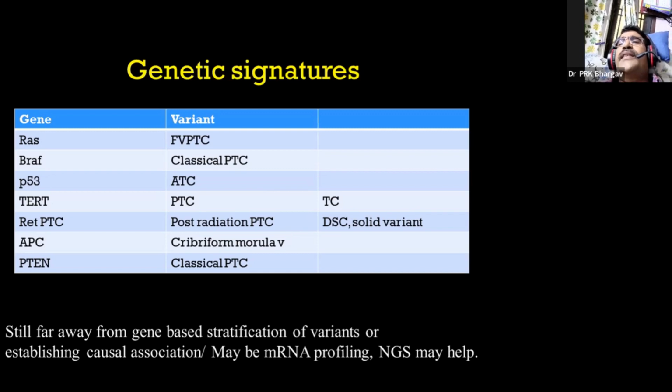RET-PTC rearrangements are seen in post-irradiation PTC, and the variant is usually diffuse sclerosing or solid cell variant. And APC, that is adenomatous polyposis coli gene, in cribriform morular variant in relation with Gardner syndrome. PTEN mutation in classical PTC is associated with Cowden syndrome. So these are the relatively better established and known genetic signatures of these histological variants. Next.